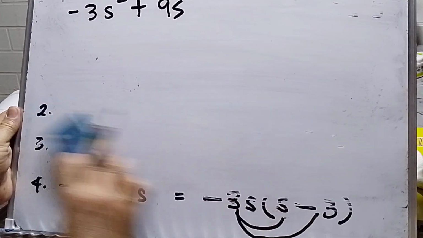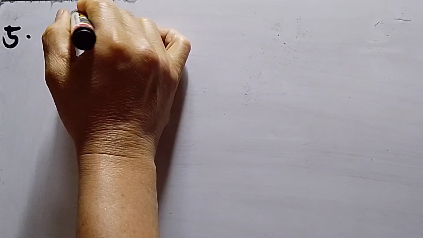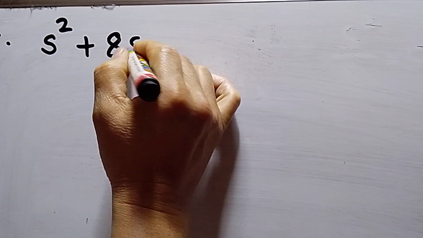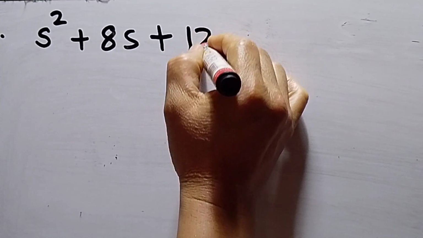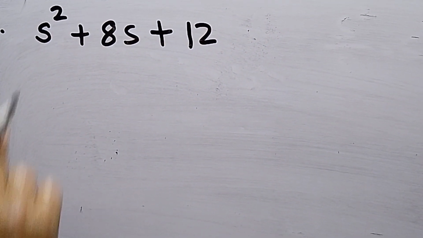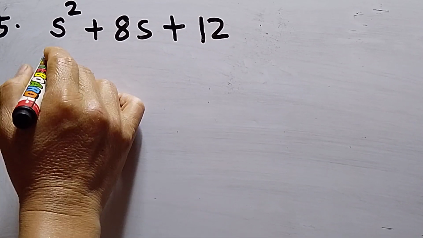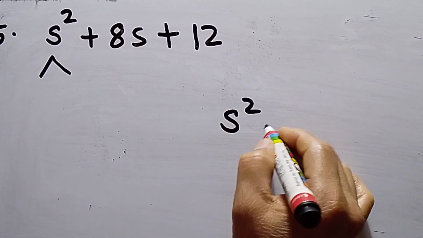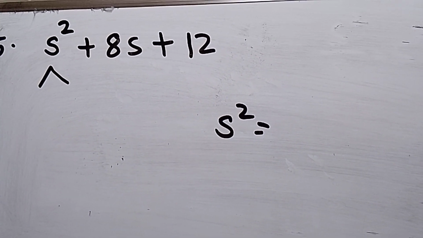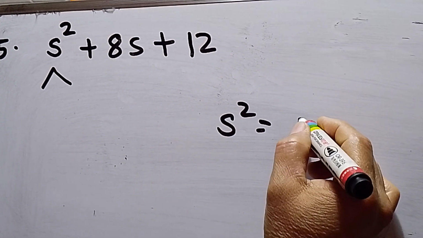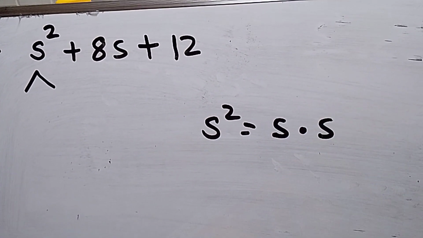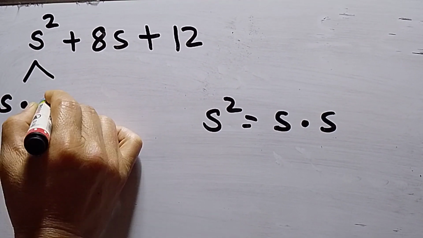Now let's proceed to number 5. Number 5 is s squared plus 8s plus 12. So this is a trinomial because there are 3 terms. So all we have to do is we have to factor. What is s squared? This is perfect square, right? So meaning a perfect square, the factors are the same. So s times s. So I have here s times s.